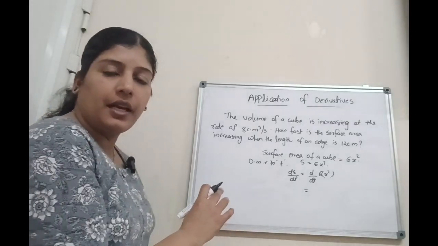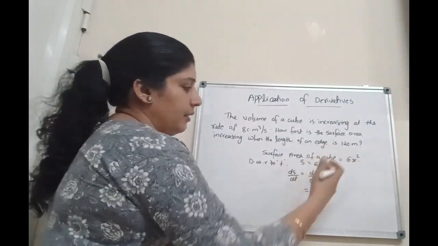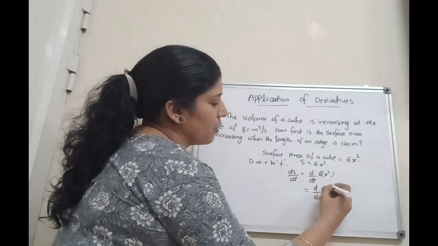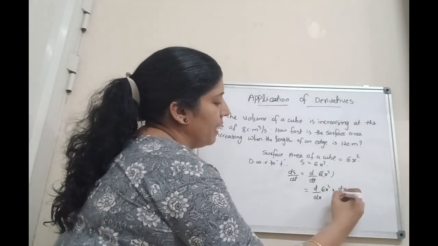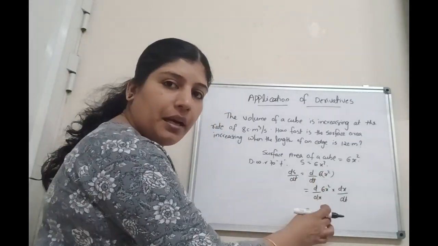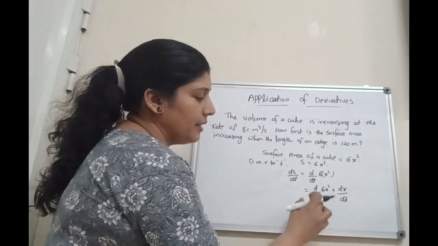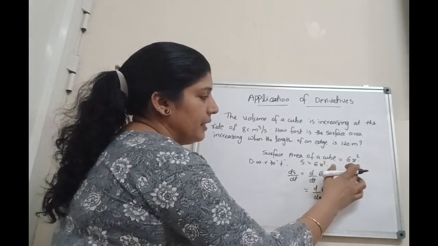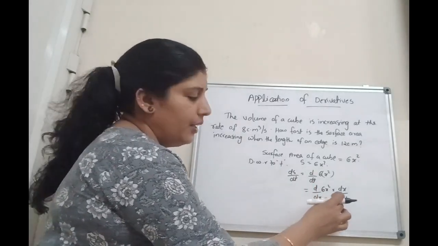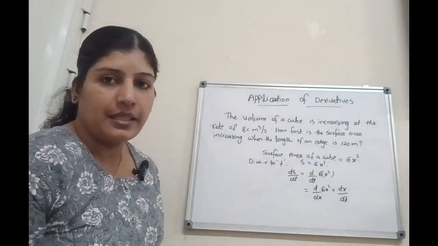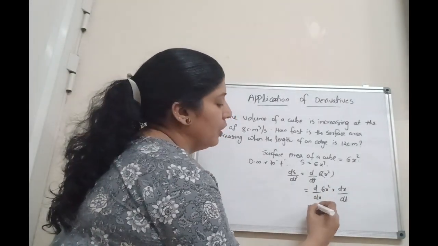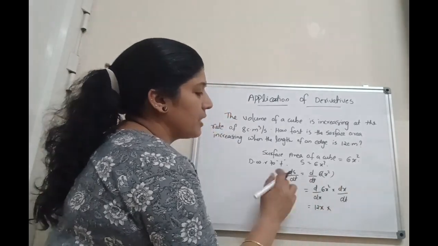We know that surface area is defined by using edge x. Therefore, d by dt of 6x square can be written as d by dx of 6x square into dx by dt. That is, we have to differentiate S with respect to x into the rate of change of edge dx by dt. That is equal to d by dx of 6x square, that is 12x into dx by dt.